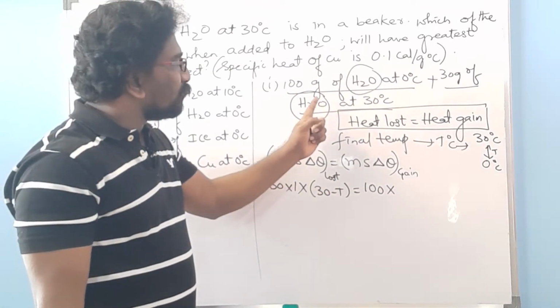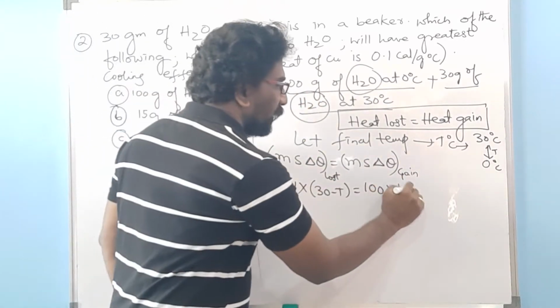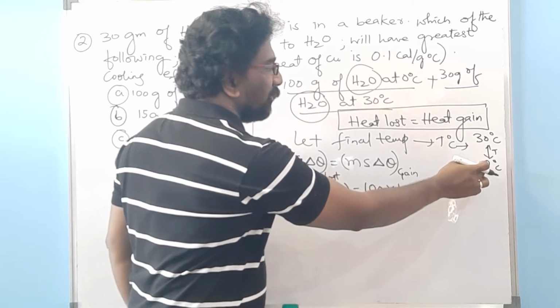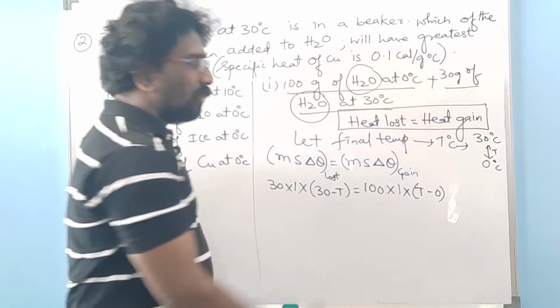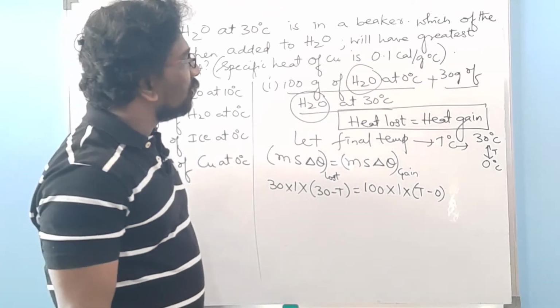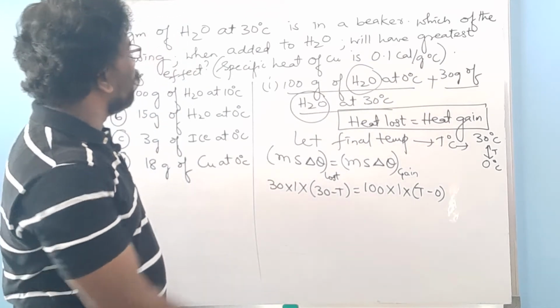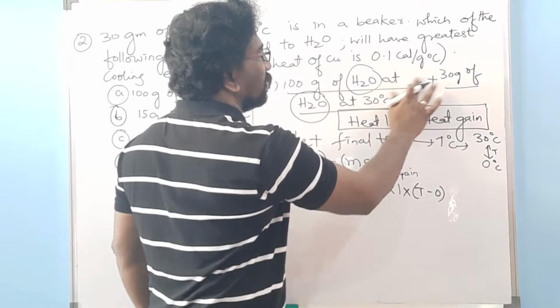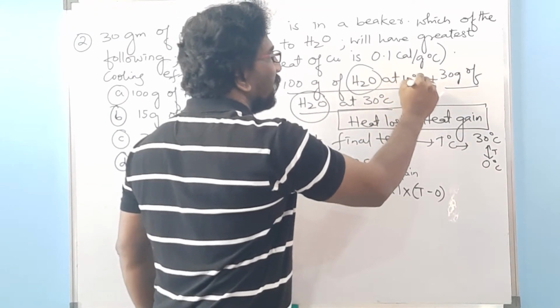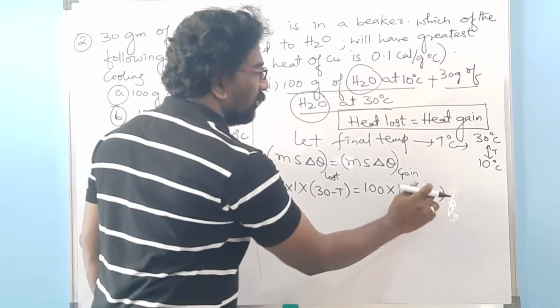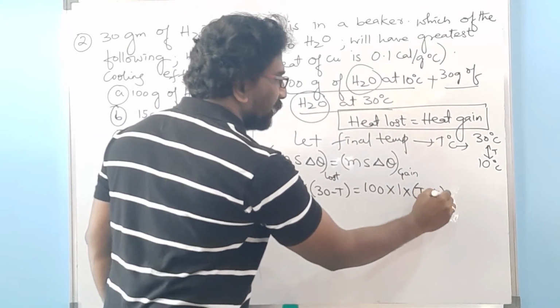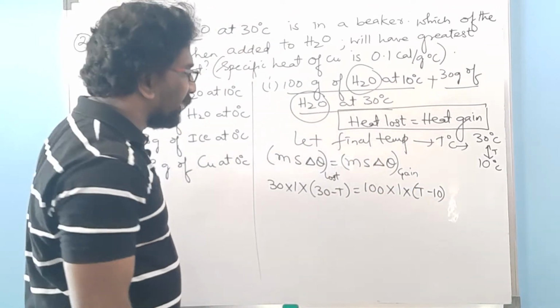Okay. Now what is the specific heat capacity? It is 1, into delta theta. Delta theta will be equal to T minus 0 degrees Celsius. It is at 10 degrees Celsius, so delta theta becomes T minus 10. You simplify this one, you will get an answer.